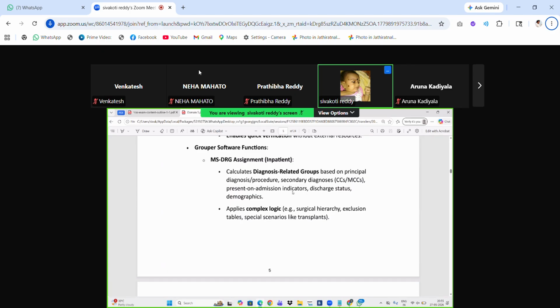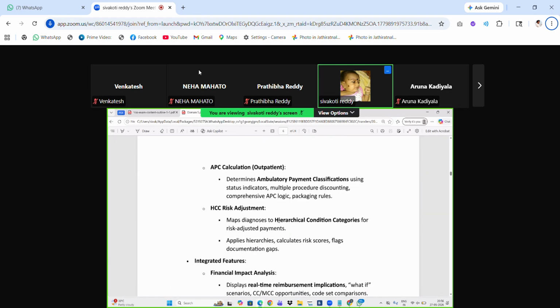We have some DRG factors, and based on these it will calculate the DRG. It applies complex logic to the payment methodology for payment purposes. The grouper software is used for the calculation of payment methodologies, either DRG or APC. HCC calculation we don't get. We don't have HCC in the syllabus. HCC is used for HCC coding, risk adjustment. APC calculation is for outpatient, DRG for inpatient, HCC for HCC coding and risk adjustment, but in our syllabus we have DRG and APC. So DRG for inpatient, APC for outpatient.